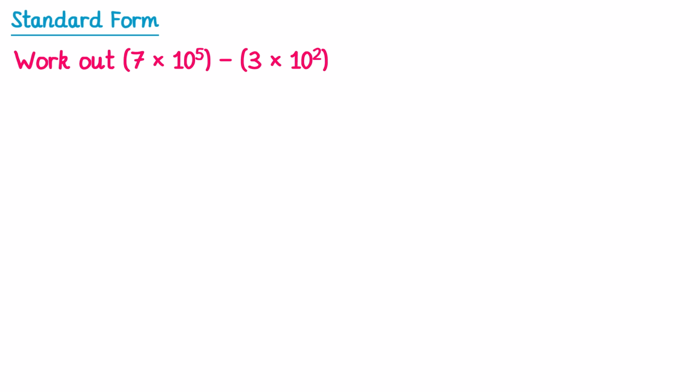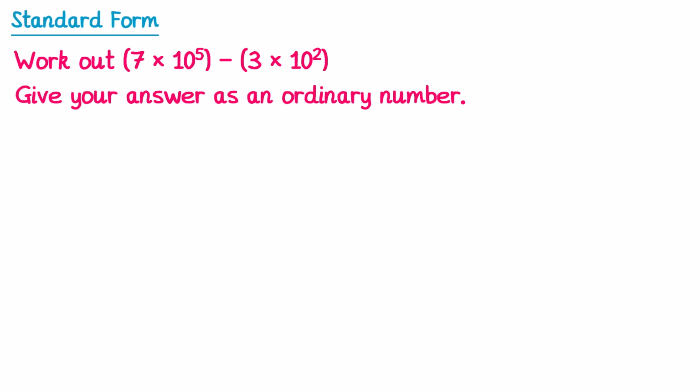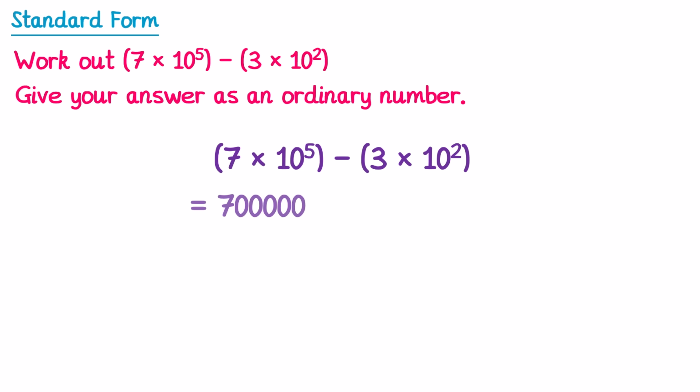The same idea applies when you subtract. So in this one, we're also asked to give it as an ordinary number. So let's write out the question. Convert them into ordinary numbers. So 7 times 10 to the power 5 is 700,000, and 3 times 10 to the power 2 is 300. If you subtract these, we get 699,700.